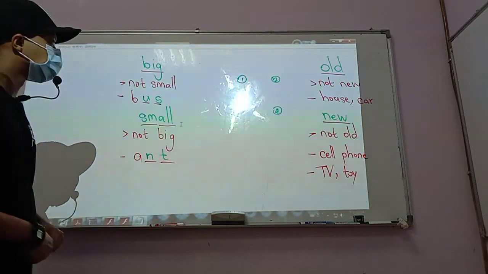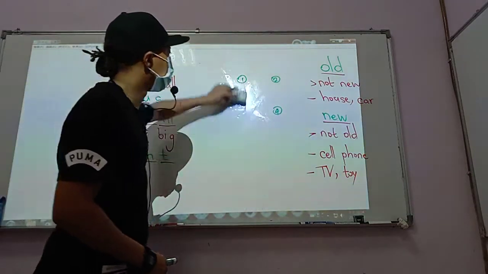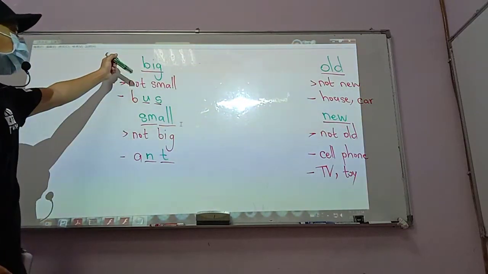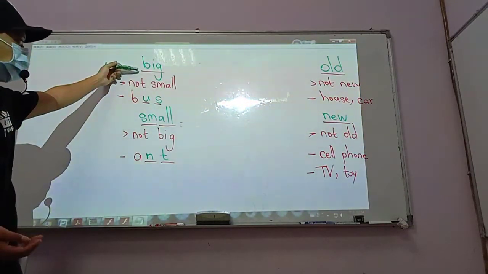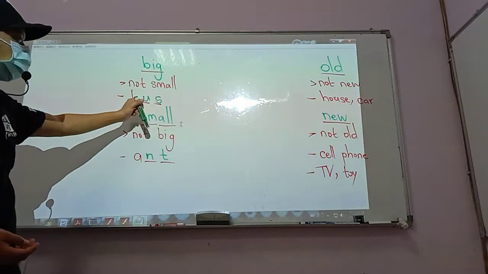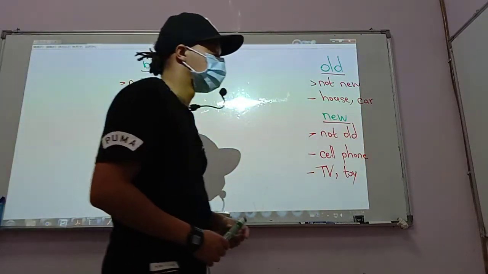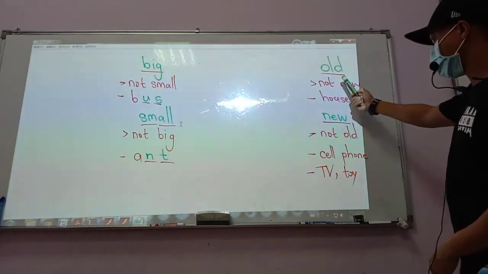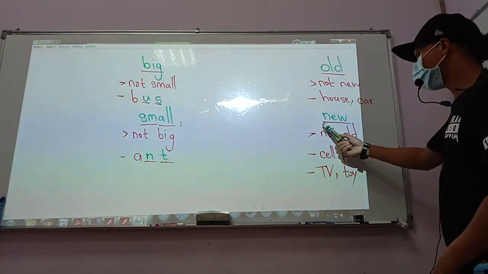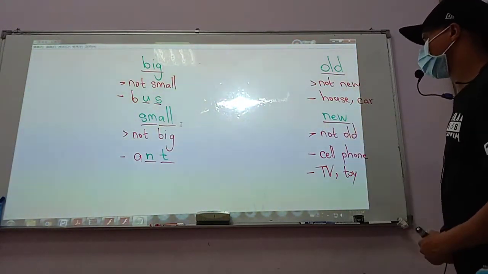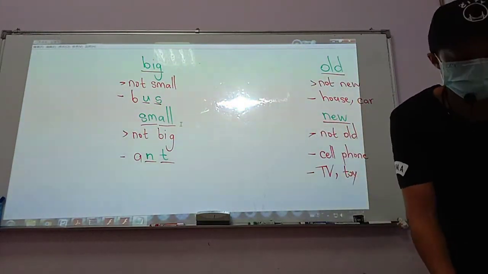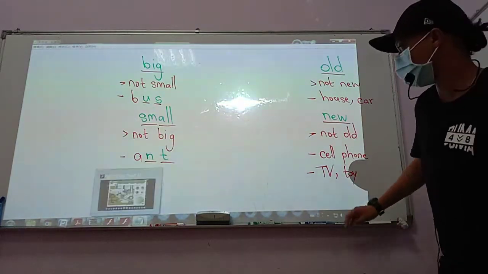Alright, so let's move on. These are words, we'll say them one more time. Everybody. Big, big. Small, small. Old, old. New, new. Alright, so those are the vocabulary words. Let's go back to our first page. Okay?